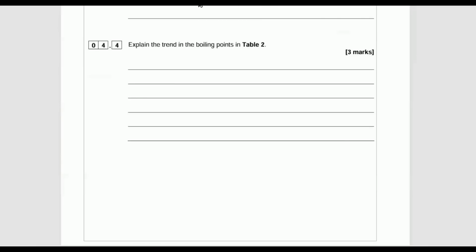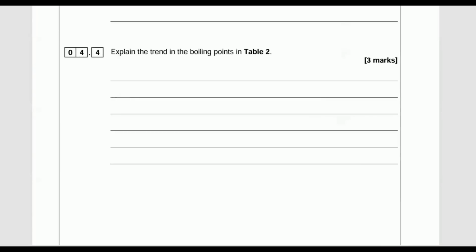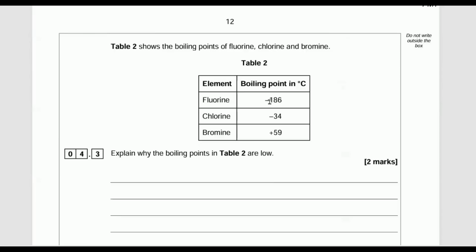Explain the trend in boiling points in table two. So this is basically saying what's happening to the boiling points. This can really confuse people. It kind of mashes up your mind, because actually think of a ladder where at the bottom of the ladder it's like minus 1,000 and at the top of the ladder is plus 1,000. So we're actually climbing up the ladder, going from minus 186 to minus 34. Minus 34 is a higher number than minus 186 because it's closer to zero. And plus 59 is the highest number of all. So actually, as we go down the group of the halogens, their boiling points increase.